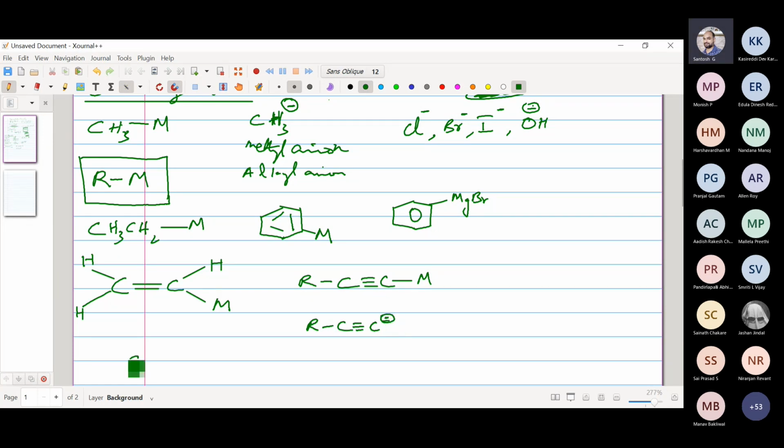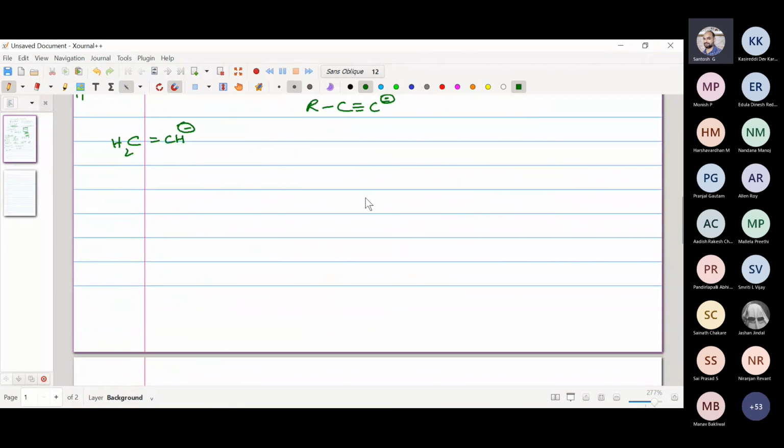Similarly here it will be CH2 double bond CH minus. They are all considered to be negatively charged. So in this case, for phenyl, it will be phenyl anion and so forth. So they are always considered to be negatively charged species. This comes very handy in certain calculations.